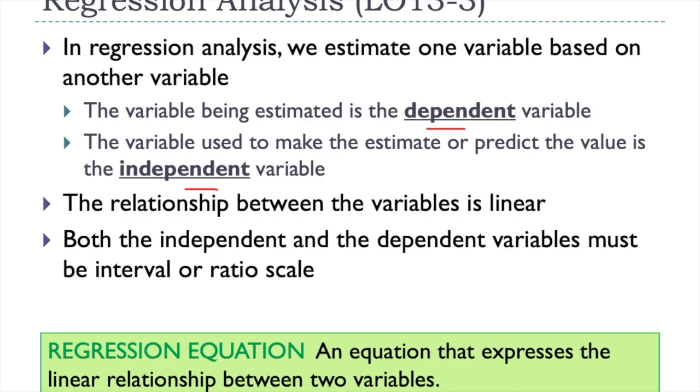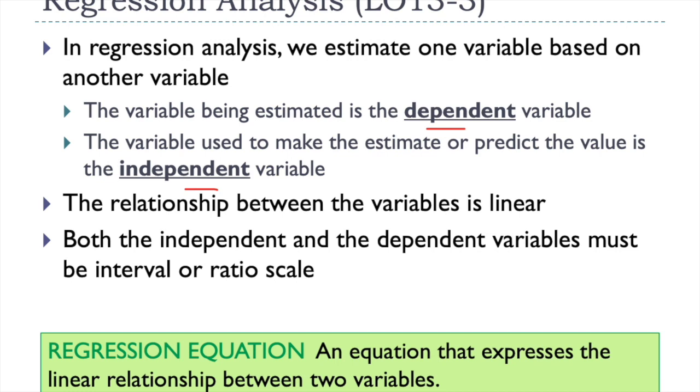For the second half of the chapter, we're going to be looking at another method for examining the relationship between two variables, and we call this regression analysis. This analysis also uses the basic concepts of correlation, but it provides us with more information because it expresses the linear relationship in the form of an equation. We're going to try to estimate one variable based on another. The variable being estimated is always called the dependent variable, and the variable that we're using to make our estimation or prediction of the value is the independent variable.